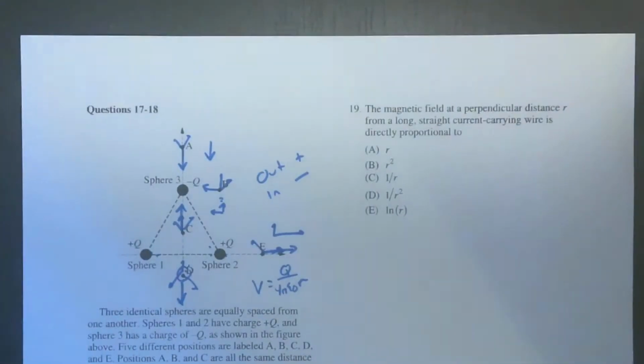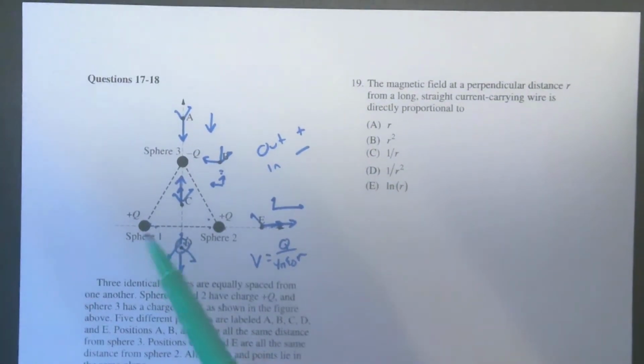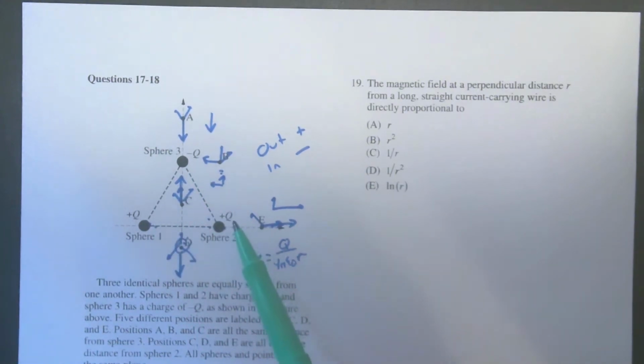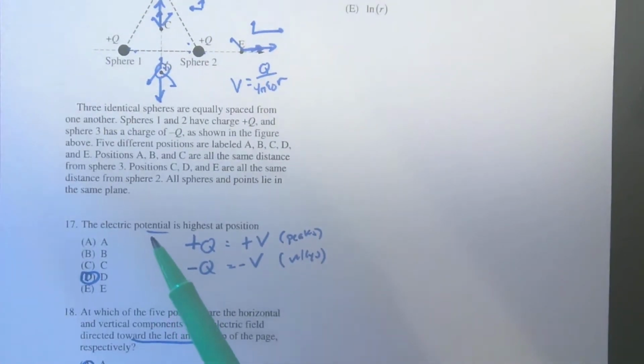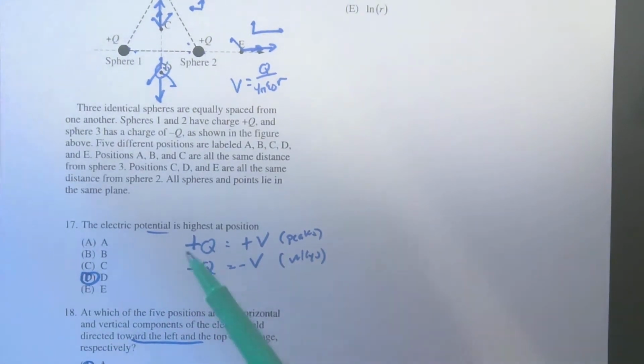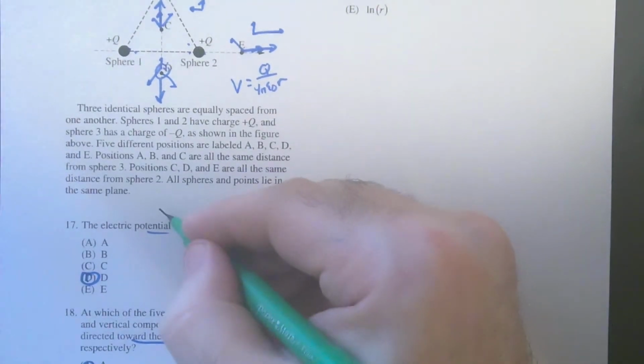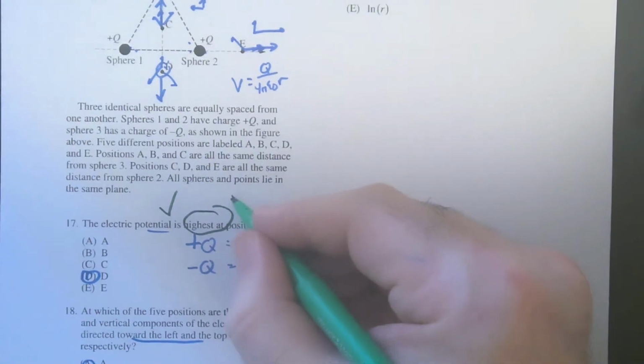And then we get to questions 17 and 18. Here's my cute little triangle. Positive Q, negative Q, positive Q. It asks you which one has the highest potential. Potential means voltage, and highest means most positive.